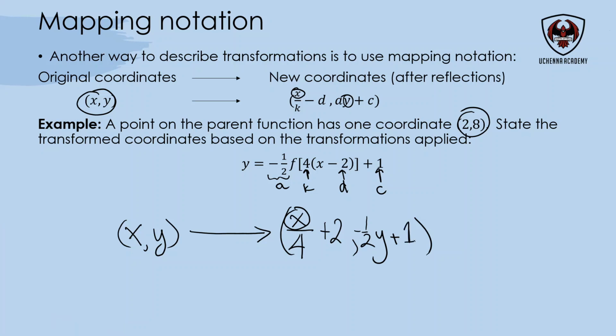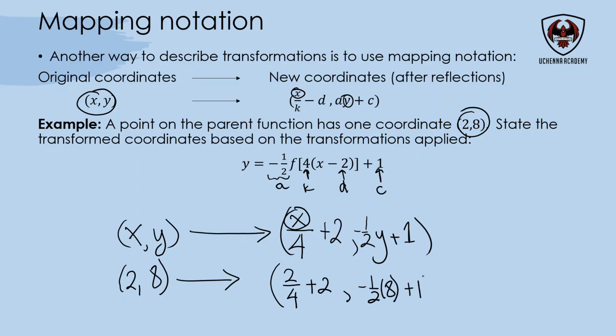So what's going to happen to our coordinate 2, 8? Well, the 2 is going to get divided by 4. And then we're going to add 2 to it. And the 8, well, we're going to have to multiply it by -1/2. And then we're going to add 1. So what does this become?